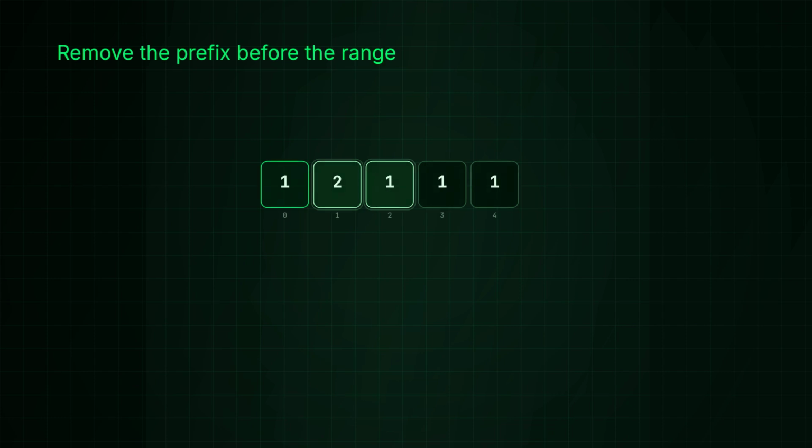Focus on the valid range from index 1 through 2. The current prefix at index 2 contains the answer range plus everything before it. The current prefix is 4. The earlier prefix is 1. It represents exactly the values before the highlighted range. Subtracting gives 4 minus 1, which is 3. The earlier values cancel, and the highlighted subarray remains.